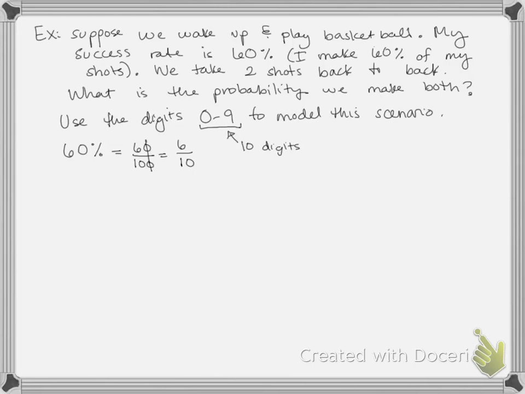So that means that I would, and now think about this carefully, if I start at 0, the first 6 digits would be 0 through 5. If you lay them all out, 0, 1, 2, 3, 4, 5, that's 6 numbers, equal a basket, right? I made it. And then I'd let 6 through 9, or the other numbers, mean I missed it.